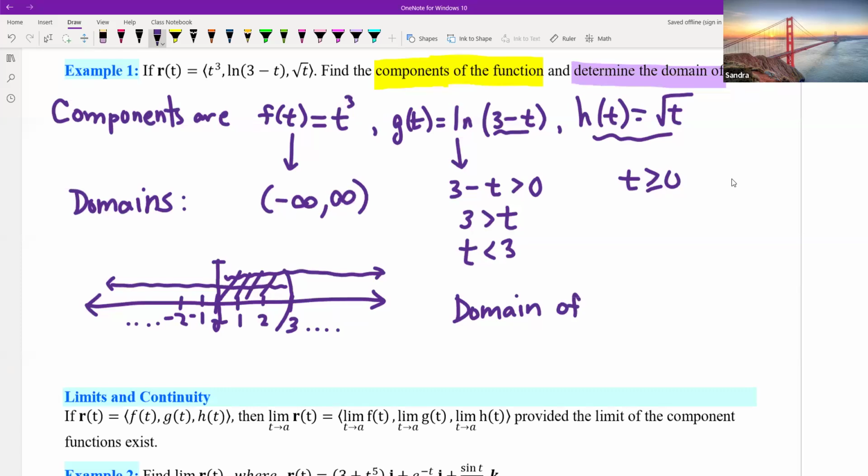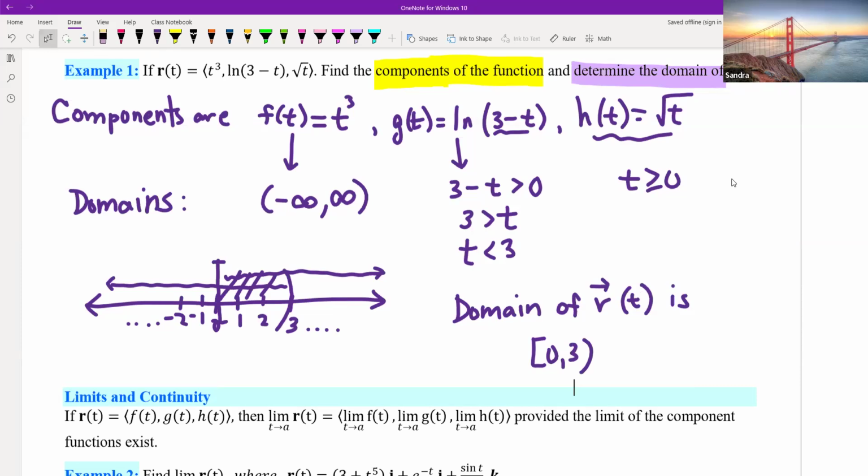The domain of the r vector function is from 0 to 3, including 0 but not 3. That's the way you're going to do it for each one of these. So if they ask you for those things, then this would be the way to do it.